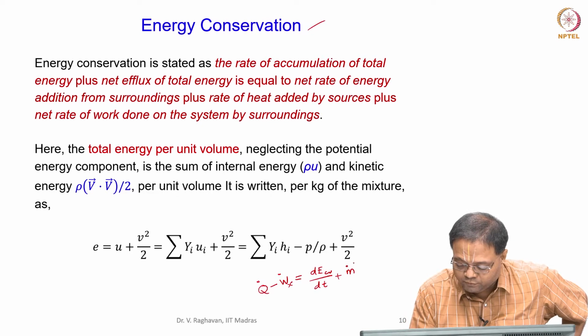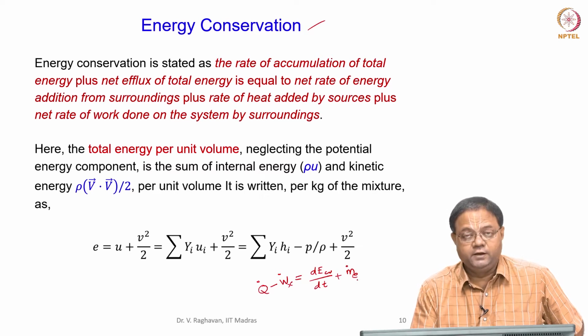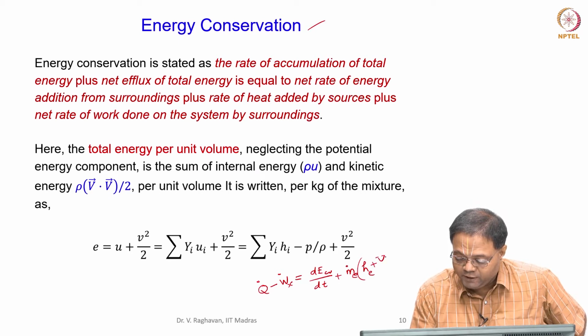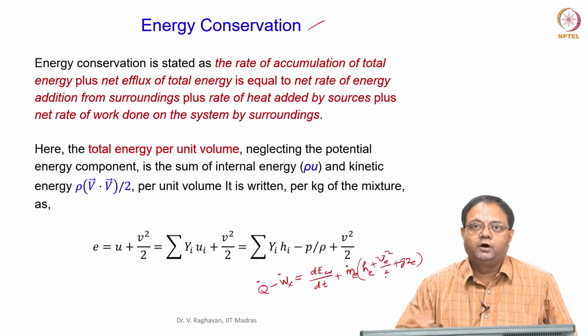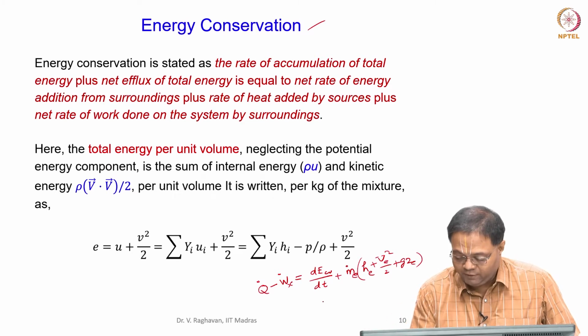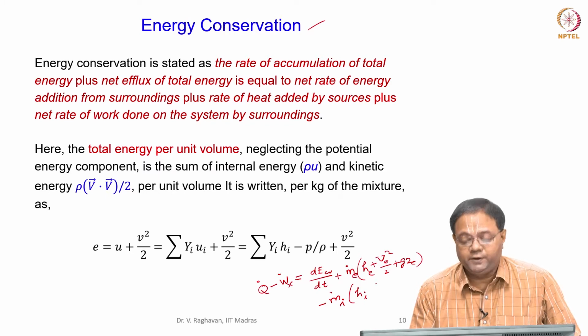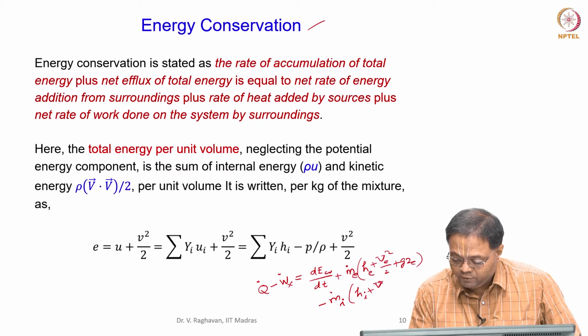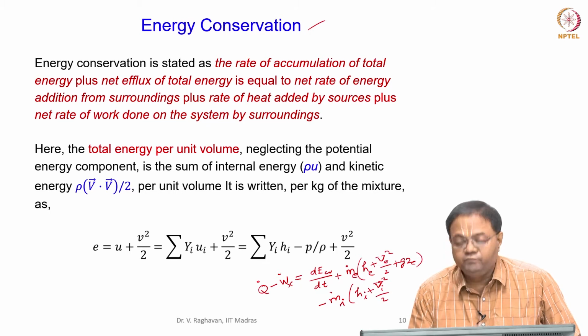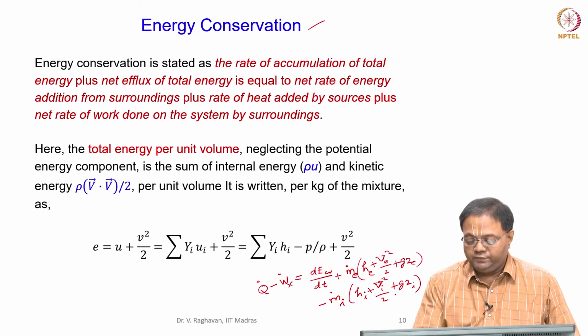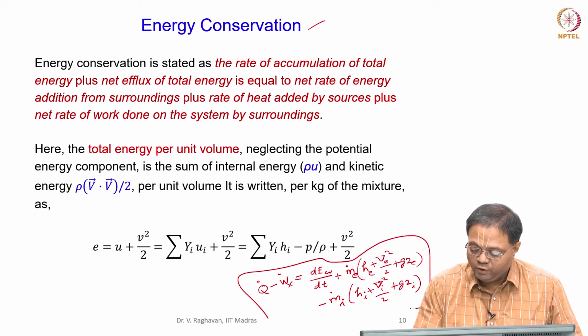So, the outgoing mass is the mass which is exiting. So, m dot e into its enthalpy h e, plus the kinetic energy, plus the potential energy of the outgoing stream. This minus what is coming in, which is m dot i, the enthalpy of the stream h i, plus the velocity V i square by 2, plus the potential energy. So, this is the overall conservation of energy in the control volume.